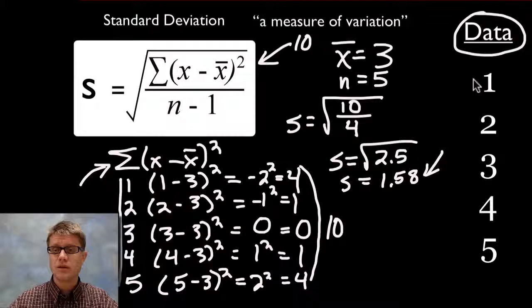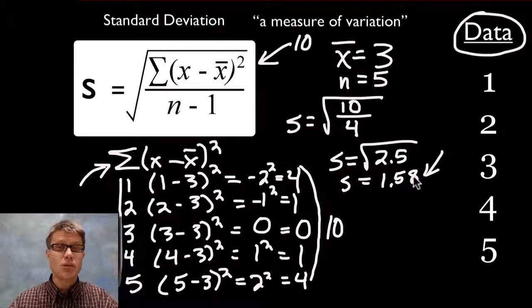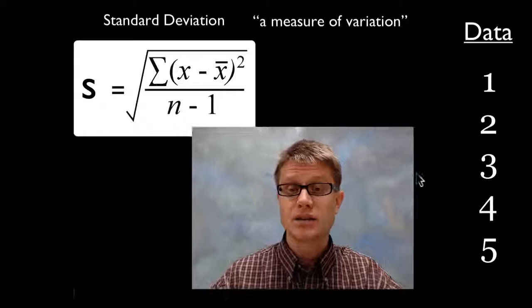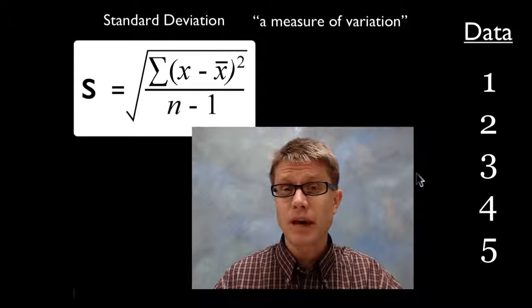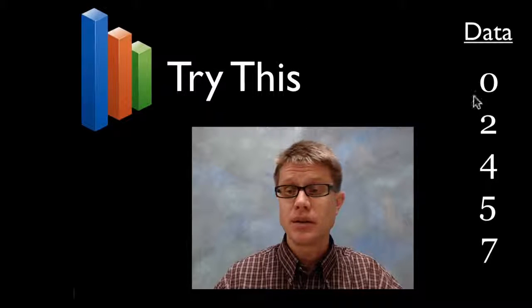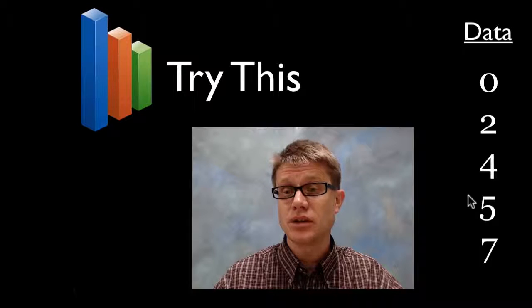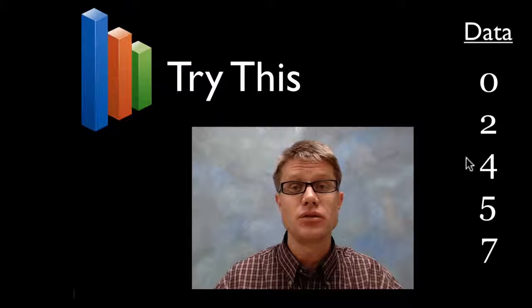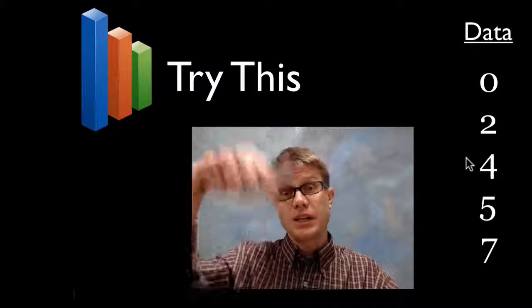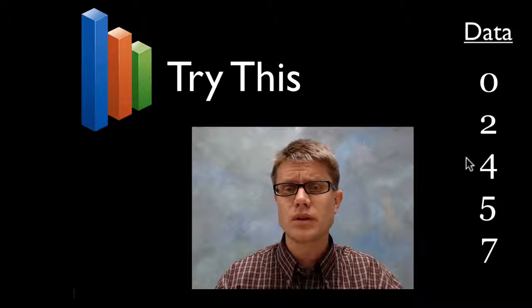Well, what does that mean? If we were to plot this data as a histogram, for example, this would be our standard deviation, 1.58. And so it takes a while to figure that out by hand. And so if you want to, give it a try. And so here's a data set over here. Try to calculate the standard deviation using this data set and try to do it by hand. I'll put the answer down in the description below the video, but I would give it a try. It's worth doing once on your own.